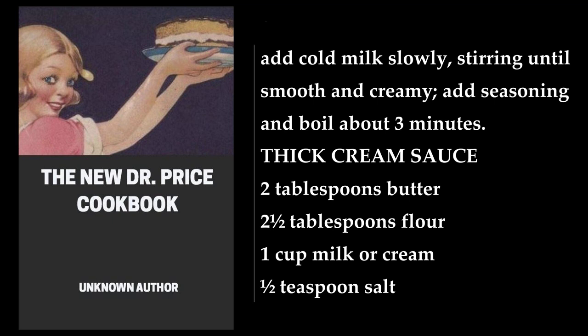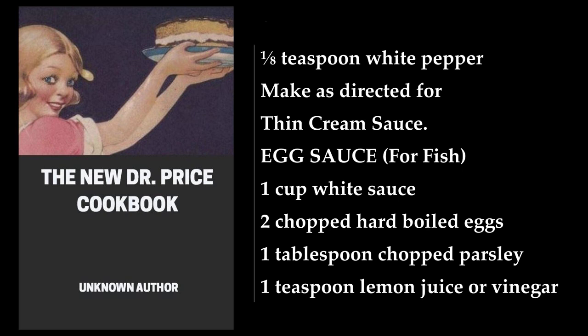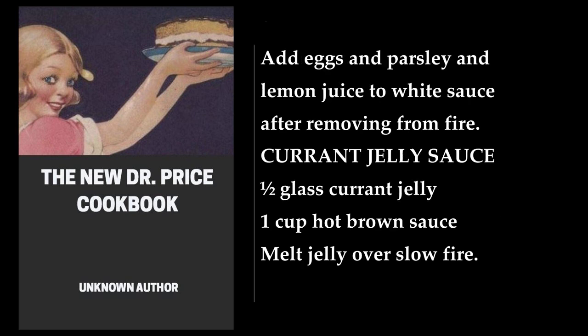Thick cream sauce. 2 tablespoons butter. 2 1/2 tablespoons flour. 1 cup milk or cream. 1/2 teaspoon salt. 1/8 teaspoon white pepper. Make as directed for thin cream sauce. Egg sauce, for fish. 1 cup white sauce. 2 chopped hard-boiled eggs. 1 tablespoon chopped parsley. 1 teaspoon lemon juice or vinegar. Add eggs and parsley and lemon juice to white sauce after removing from fire.